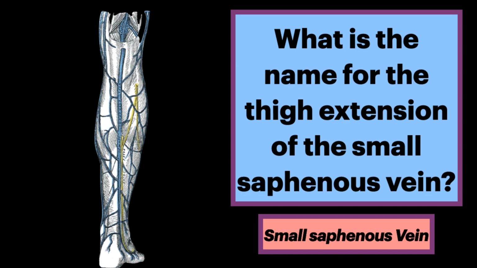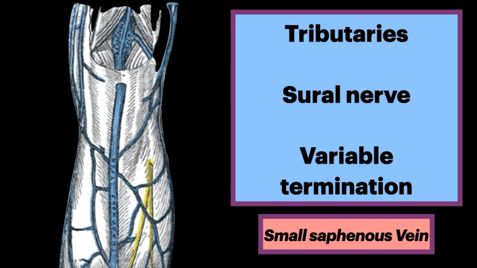It forms by the confluence of the lateral dorsal venous network of the foot, i.e. the lateral marginal vein. It then passes behind the lateral malleolus and is directed superiorly in the subcutaneous tissue of the calf, perforating the deep fascia, draining into the popliteal vein in the popliteal fossa.